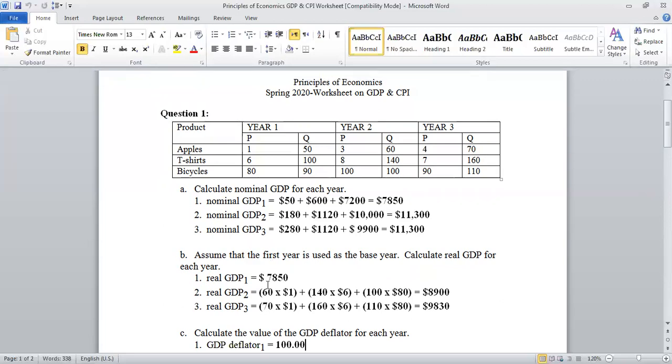Okay? So, real GDP for year 1 is what? I will use the price of year 1. So for apples, what's the price? That's 1 times 50 for apples, plus the price of t-shirts in year 1, 6 times 100, plus 80 for bicycles times 90 equals 7,850. Now I come to the real GDP of year 2.